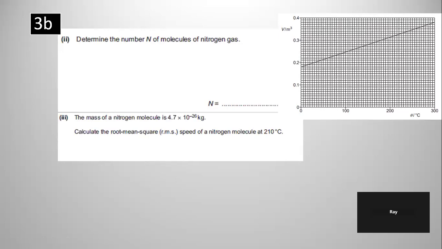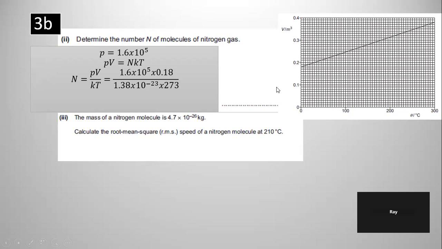Determine the number N of molecules of nitrogen gas. As the pressure, PV equals NkT. You want to find N, so divide by kT. Pressure is given. Volume here. k you get from the data sheet. Temperature is 0, so it's 273 Kelvin. Calculate it out. Mass of nitrogen is given.